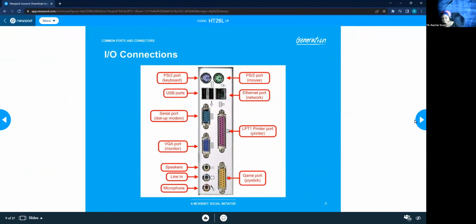So here are input-output connections. I would just get familiar with this and pay attention to this slide to make sure you know the ports that are listed here, because you will see this slide again. Are any of these ports new to anyone?